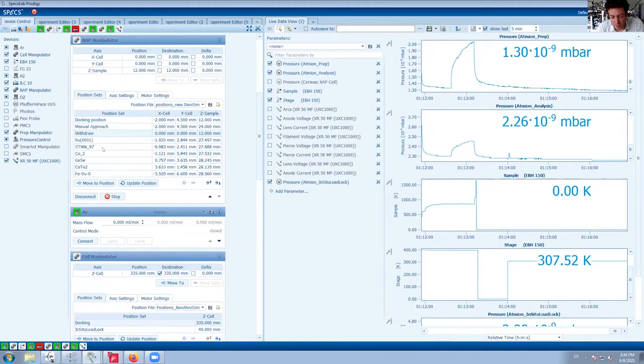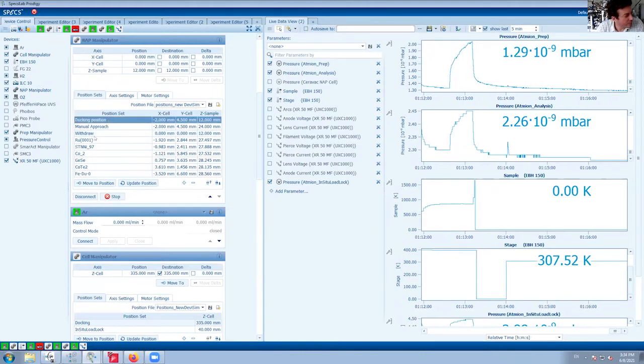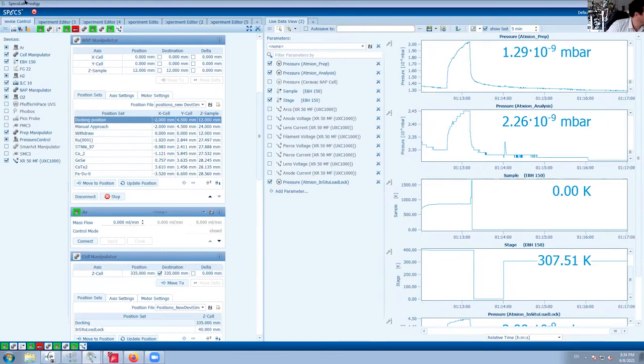Okay, yes. So the sample cell is in the analysis chamber. So you have to share the screen, Michel. I think it's shared. No, I can still see this one. I can share just to explain what I wanted to explain. It's this.